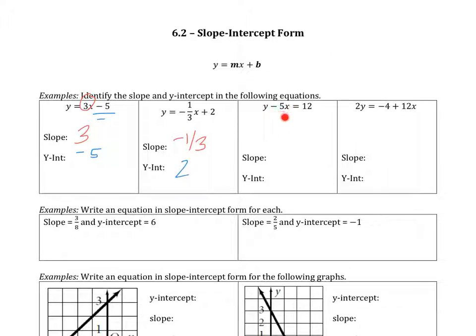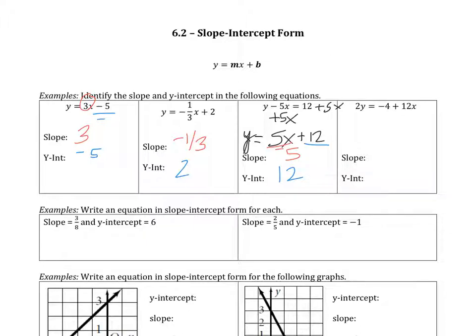In the third example, I have to solve for y. I have to get rid of the -5x by adding 5x to each side. So I have y equals 5x plus 12. Usually you write the x term and then the y-intercept. So the coefficient of x is 5 and the y-intercept is the constant, which is 12.